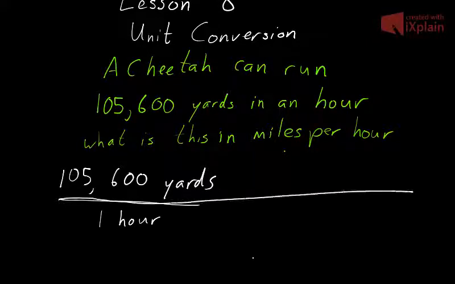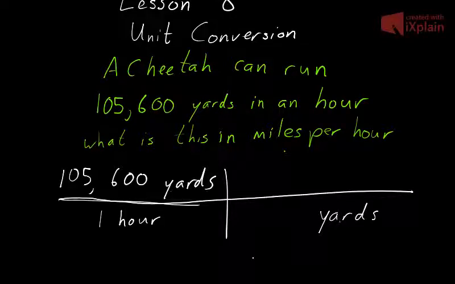And I'm hoping you remember this from last year, but what I'm going to do is make a big old T-chart. And I know that I want to get rid of yards. I don't want that anymore, but I want to keep hours. So I'm going to put yards on the bottom. And what that does is it'll get rid of yards for me because it's on the top and bottom. And when I'm dividing, that goes away. So I don't want yards anymore. I need to replace it with something. And I want this to be in miles per hour. So I'm going to put miles on top to replace yards with miles.